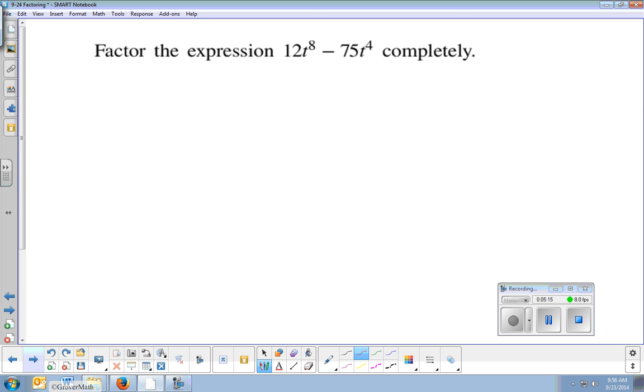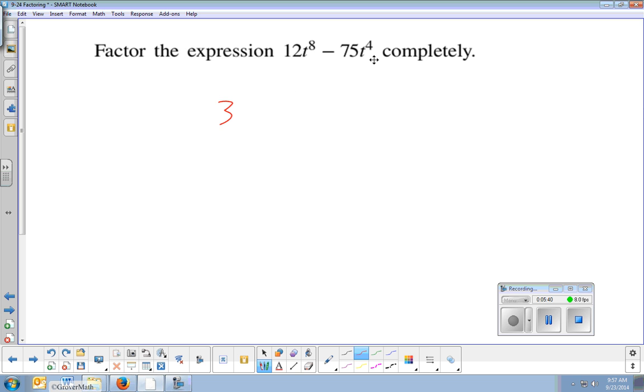The next one, factor the expression 12 t to the 8th minus 75 t to the 4th. So clearly it's not a trinomial. There's only two pieces. It's not a difference of two squares because 12 and 75 are not square numbers, but there's definitely a GCF. I recognize that they both have t's, but 12 and 75 could also both be divided by something. Let's see, they could both be divided by 3, right?